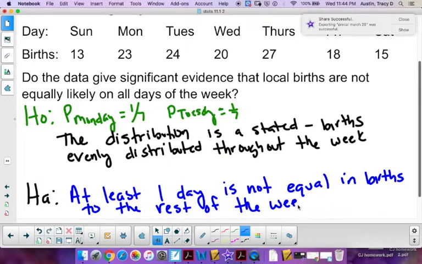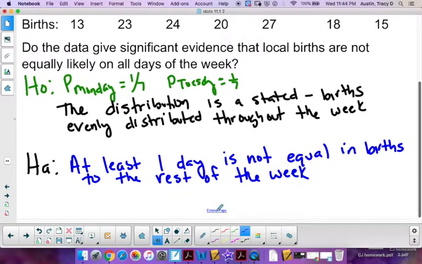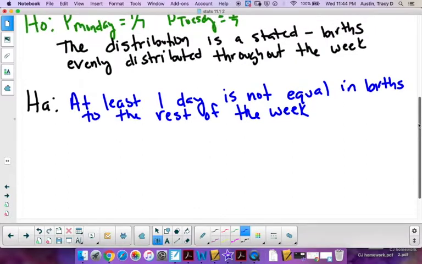Because basically what they're saying is that, if you have 14 births, then there would be 2 on Sunday and 2 on Monday and 2 on Wednesday. They're equally distributed, okay? So the distribution is as stated as our null, but there's no difference. Births are evenly distributed throughout the week. At least one day is not equal in births to the rest of the week would be our alternative. All right, so let's go ahead and do our conditions, okay?